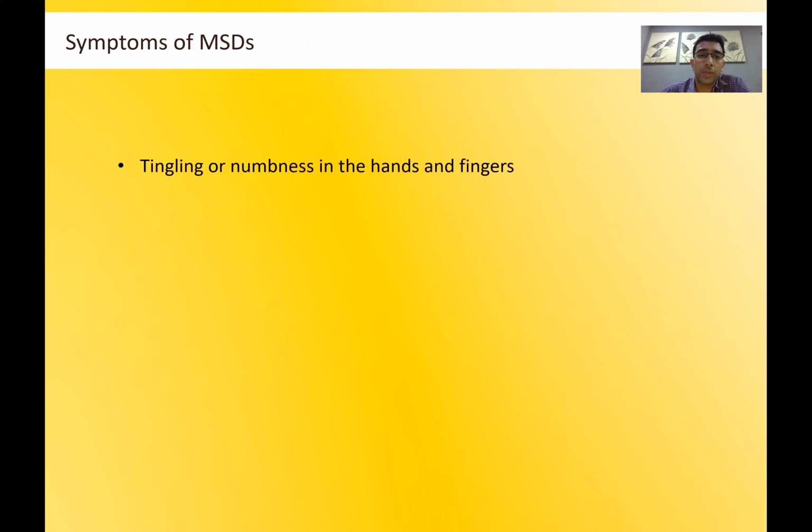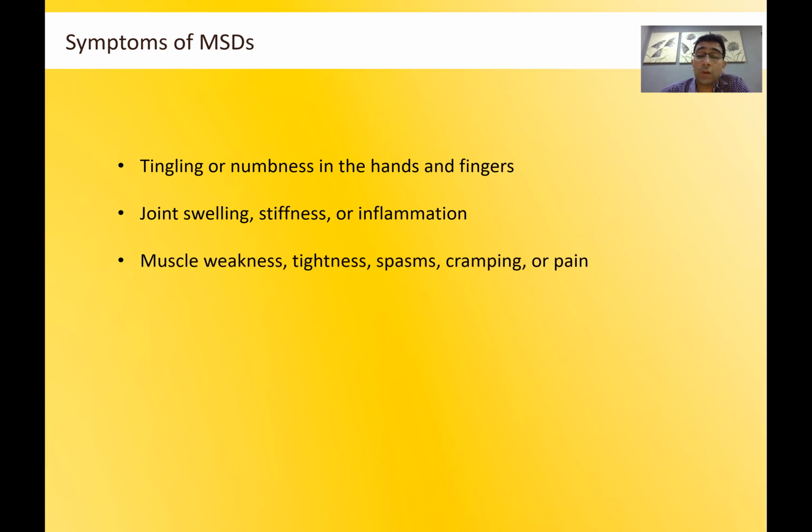What are the symptoms of MSDs? The first thing is you can have tingling or numbness in the hands and the fingers. This is all depending on which part of the body is getting affected. Then you can have joint swelling, stiffness, or inflammation, most commonly in the knee joints. You can have muscle weakness, tightness, spasms, cramping, or pain. So different types of manifestations of muscle abnormalities. Then you may have shoulder, neck, or back pain or discomfort.